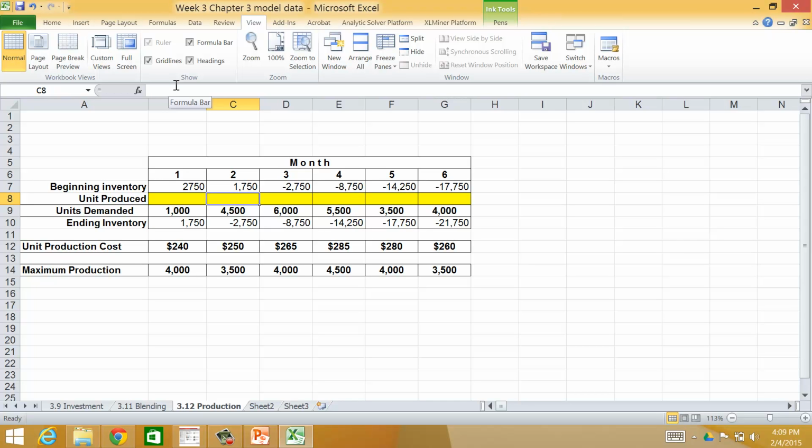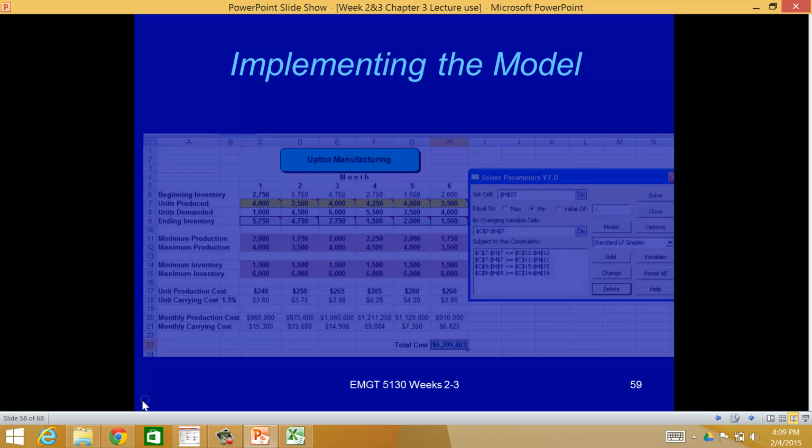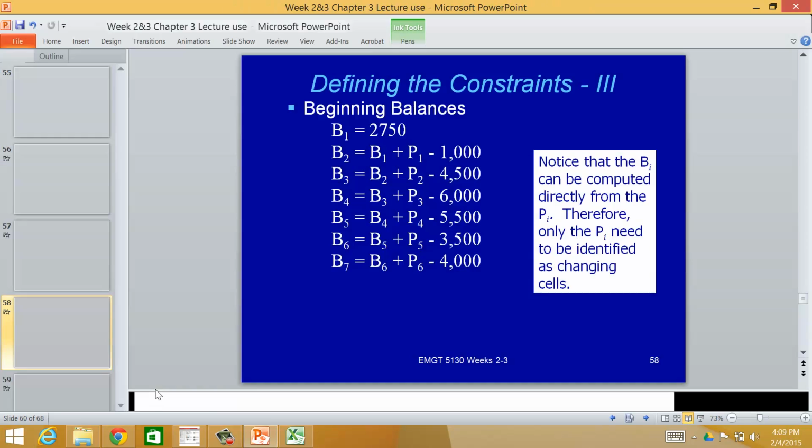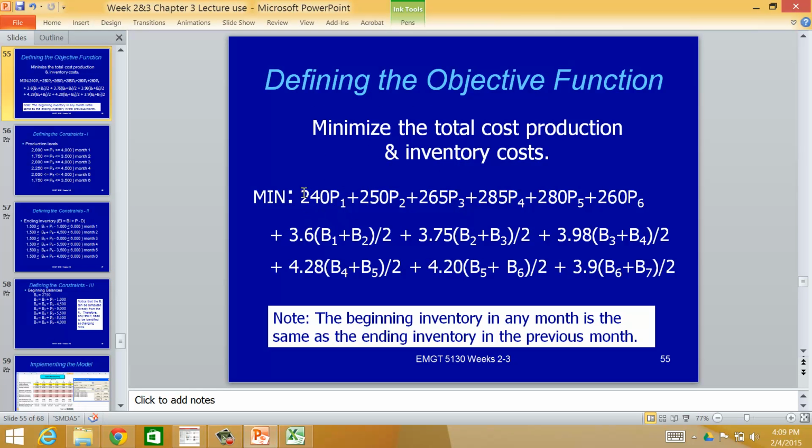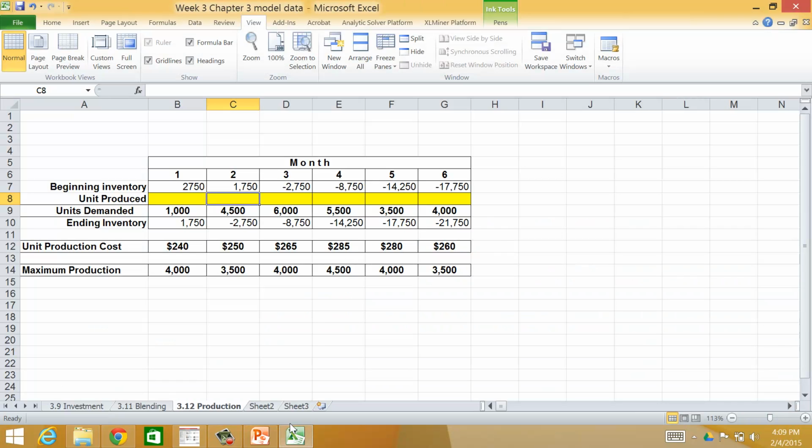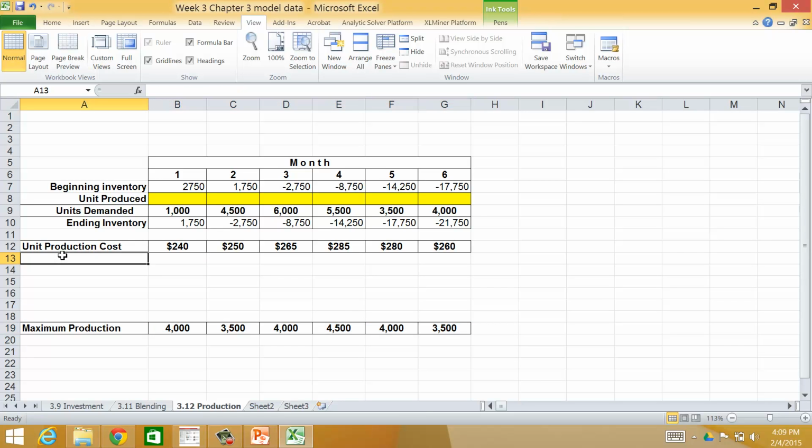Okay, now we know that our objective function needs us to calculate first the production cost and second the inventory cost. Okay, and I'll put a place to calculate that. See, so that's the unit production cost. So I'm going to move this down a little bit. Okay, unit production cost. Because the inventory cost is 1.5%, I'll put the unit inventory cost here.